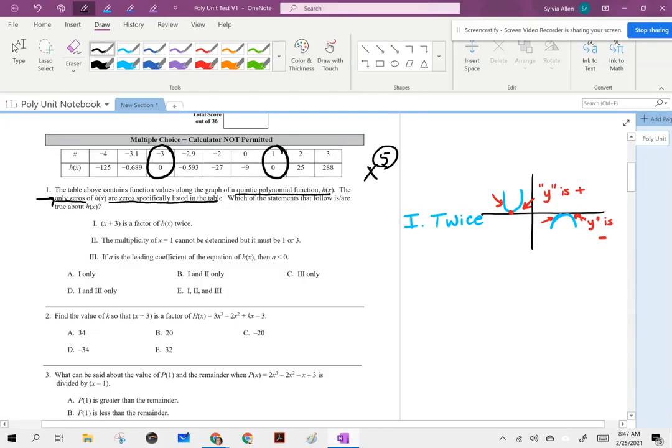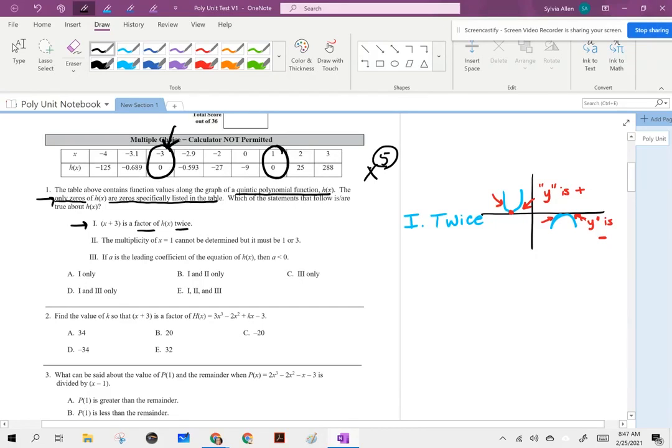All right, so I'm only finding 2. It says, which of the statements that follow is or are true about h of x? Well, let's take a look at number 1. It says x plus 3 is a factor of h of x twice. So we know that x equals -3, so the factor is x plus 3.